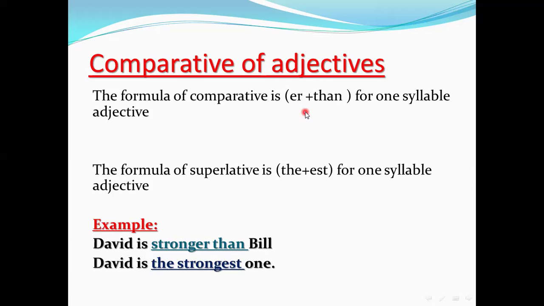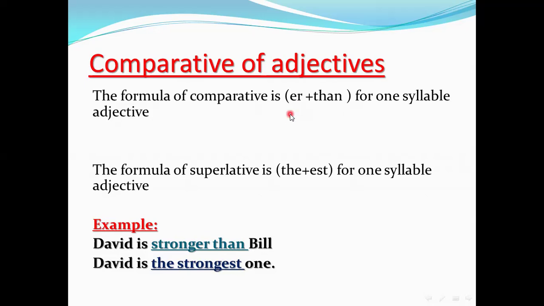Can you guess with me the adjectives of more than one syllable, like beautiful, successful, comfortable, dangerous? All these are called adjectives with more than one syllable. When we make the comparative or superlative, are they the same?